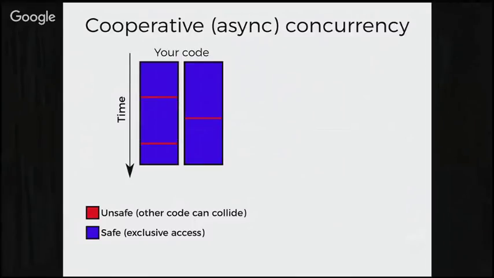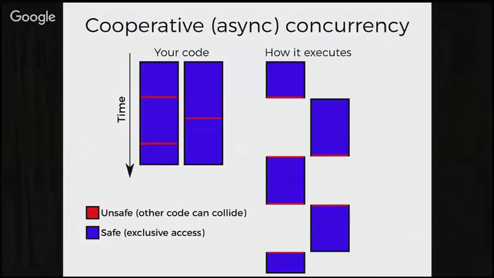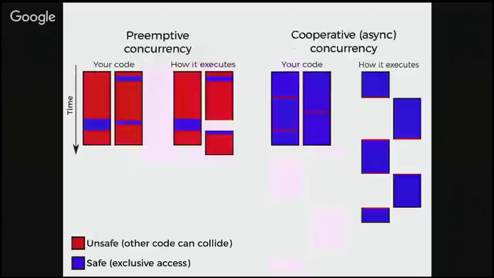The other approach is cooperative concurrency, which is also known as async concurrency. It's kind of a silly name, but we're stuck with it. The idea here is that by default, you're in safe mode, and then you opt in to the dangerous mode by marking the places where you allow other things to run. So it gets executed like this, where each of those red points gets broken up and lets something else run. But there are never two things running at the same time.